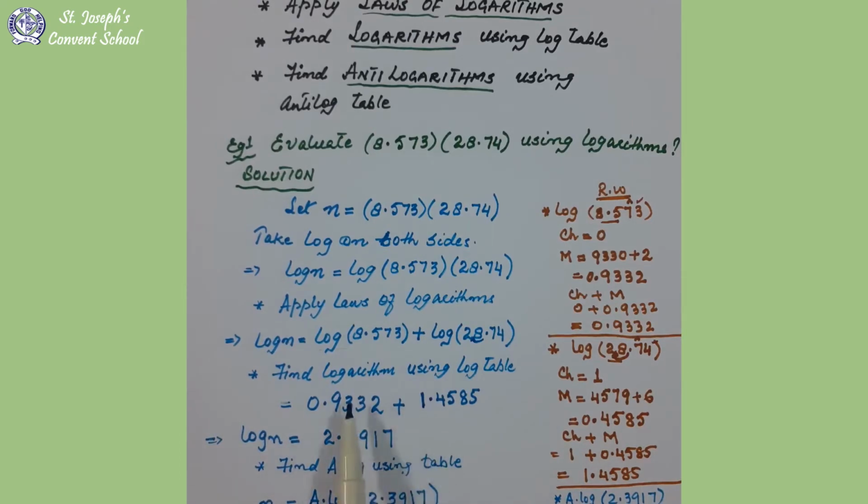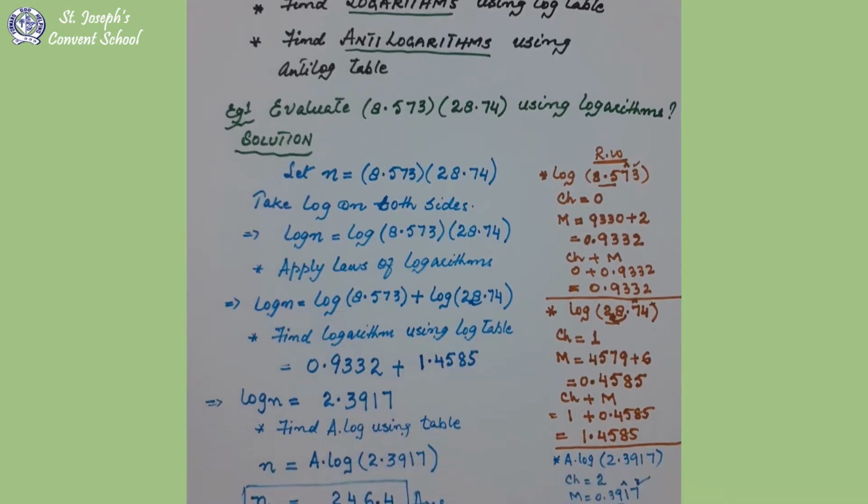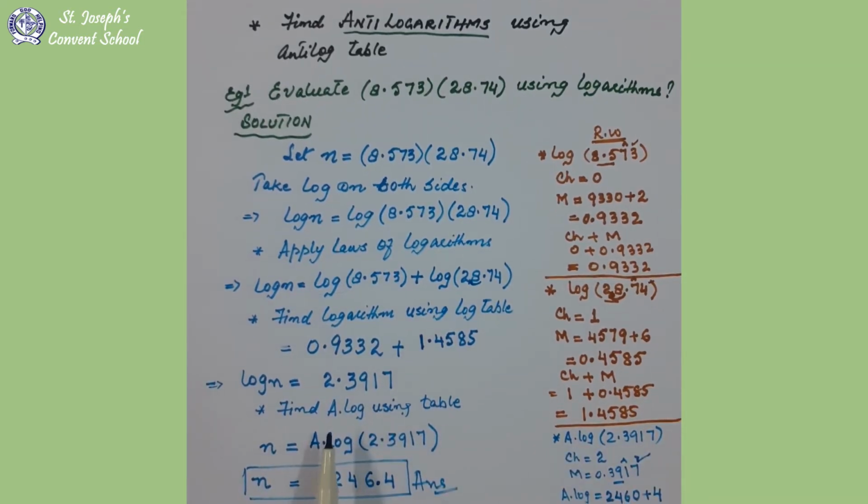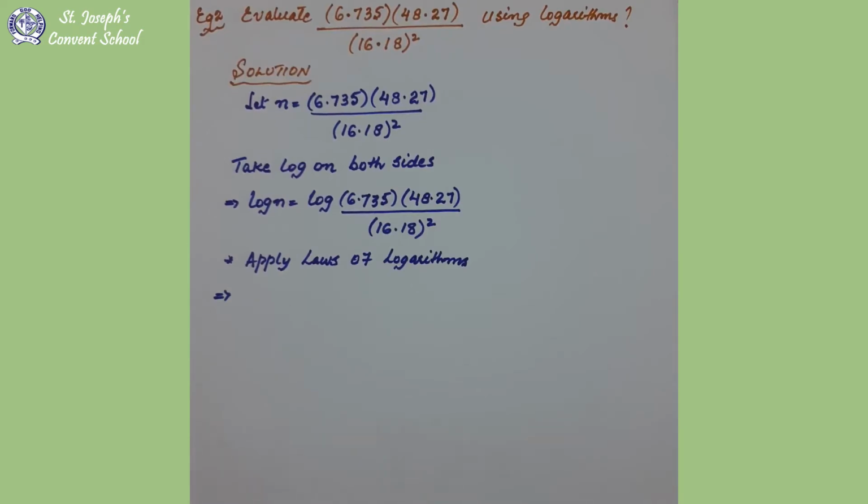Then add these two numbers because there's a plus sign between them. After adding, the last step is to find the anti-log using the anti-log table. So anti-log is here. And in the end find the place of the decimal. So this is the answer. So if you follow these steps, you can easily do the sums. I'll give you more examples. Now the second question.